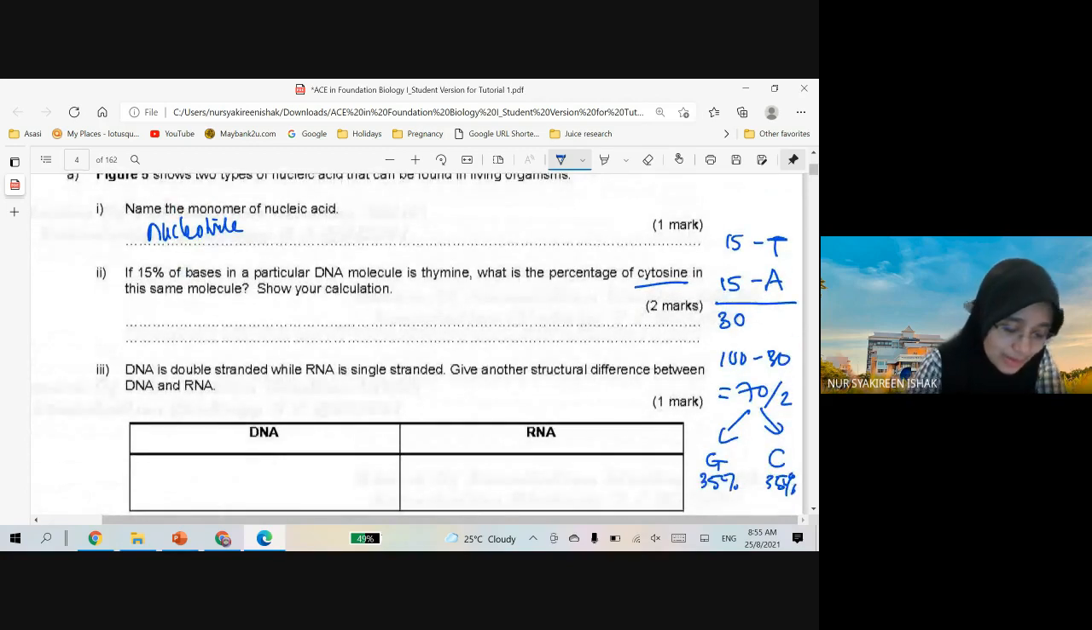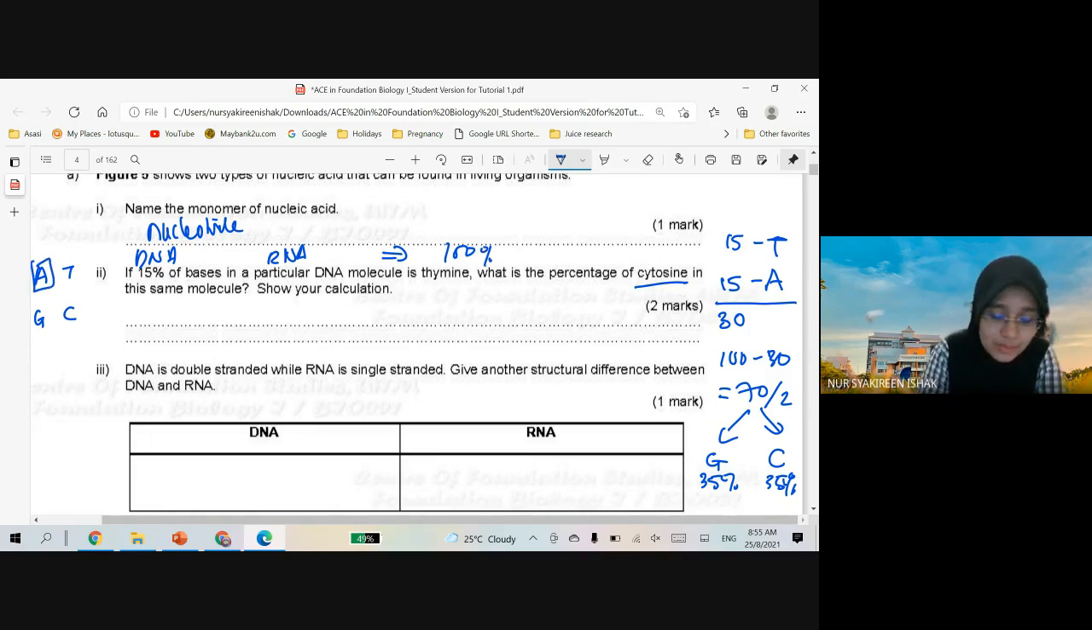So soalan ni awak kena tahulah kan, complementary base pairing tu: adenine kena pair with thymine, guanine kena pair with cytosine. So all these adalah dalam molekul DNA ke ataupun RNA ke, so all together mestilah 100% of bases. So kalau dia dah bagi a certain percentage, daripada situ awak boleh dah kira. So kalau adenine dia punya amount mesti sama dengan thymine, guanine amount dia mesti sama dengan cytosine.